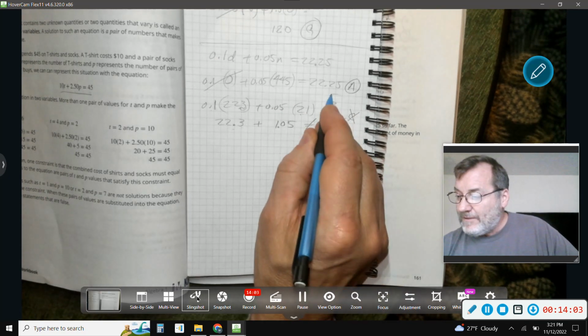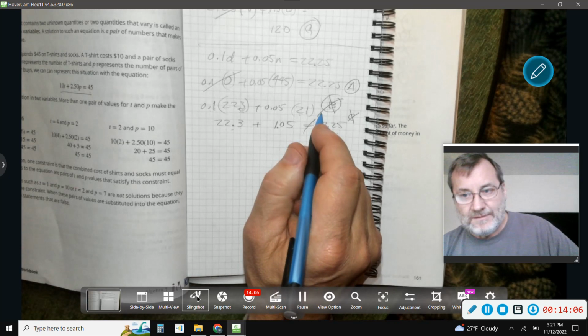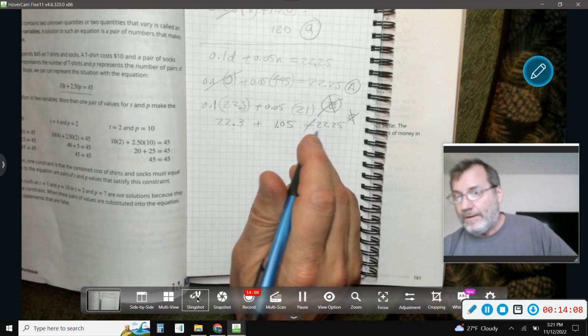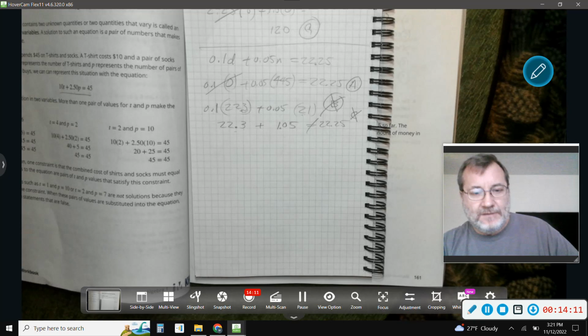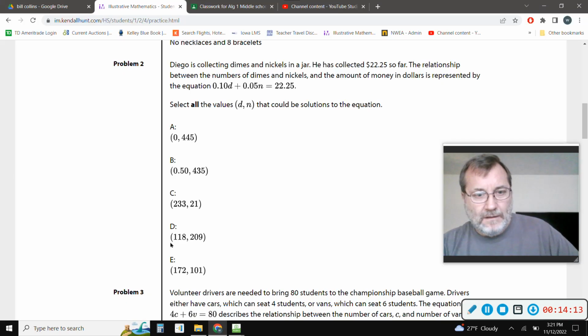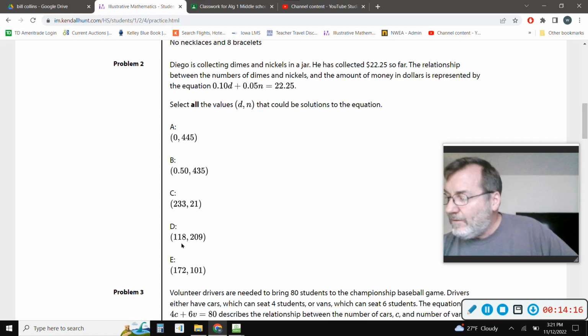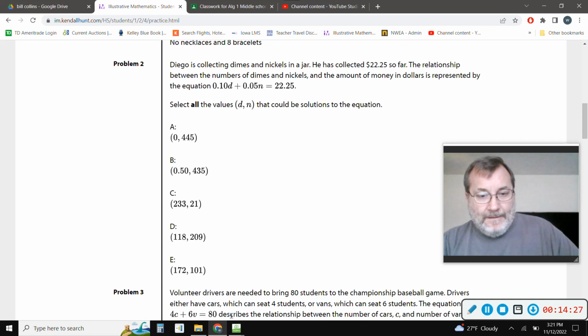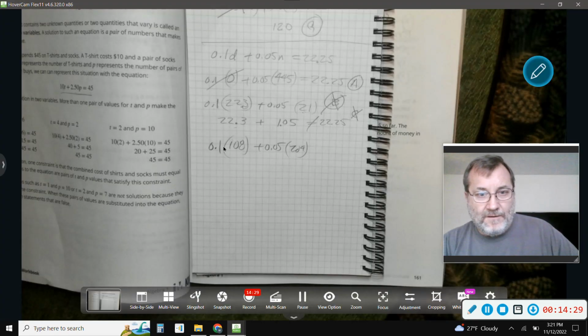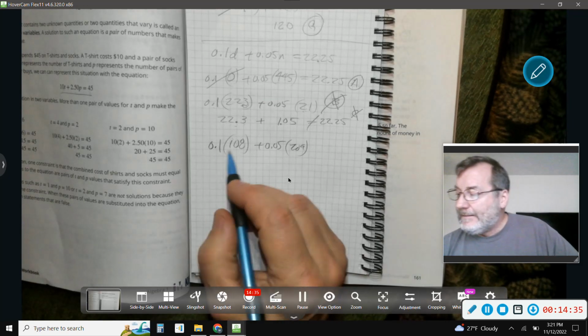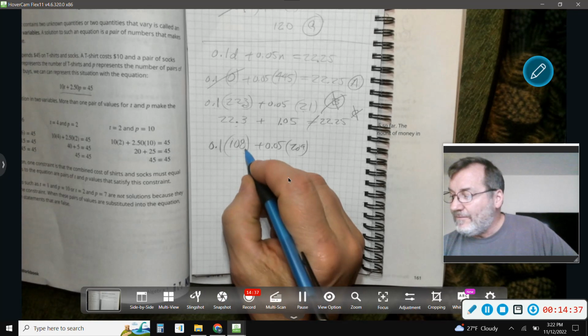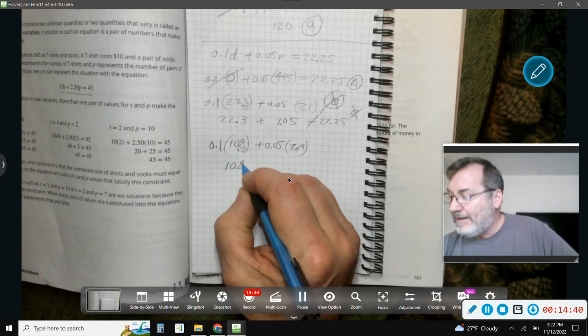B is out because we can't have portions of coins. We have to have whole coins. Let's go on to delta. Delta is 108 and 209. Let me write that out real quick. And so this is what we got so far. We got 0.1 times 108, 0.05 times 209. That's 1/10 of that, so we just move the decimal over, and that's $10.80.